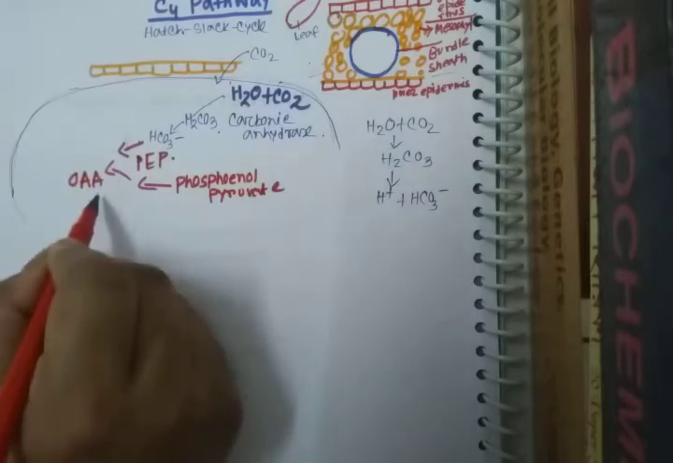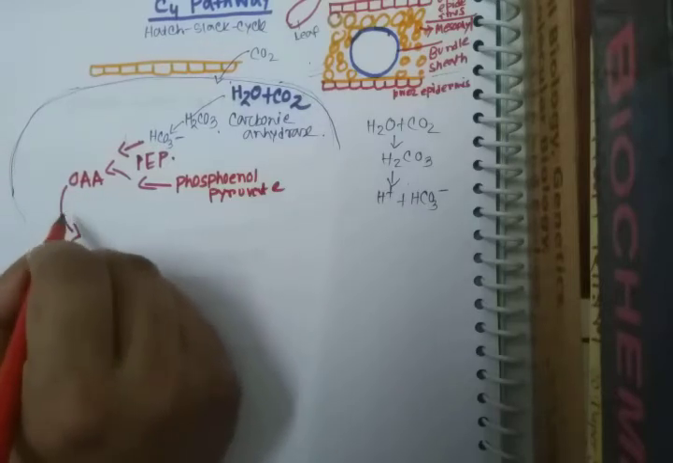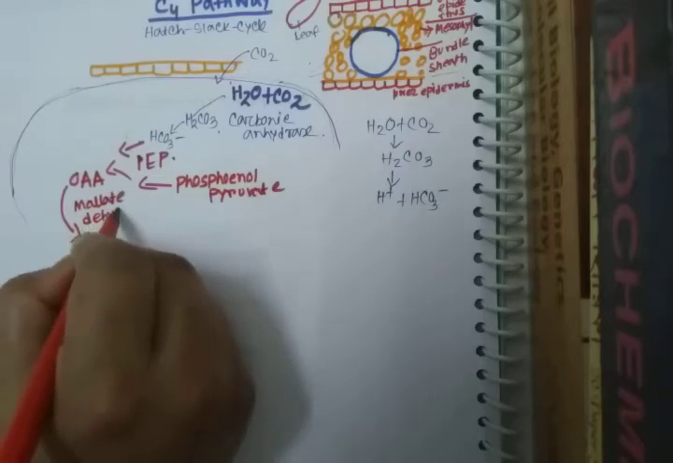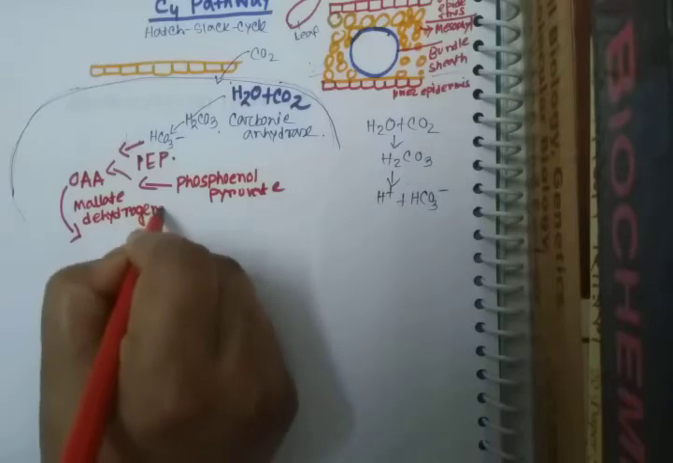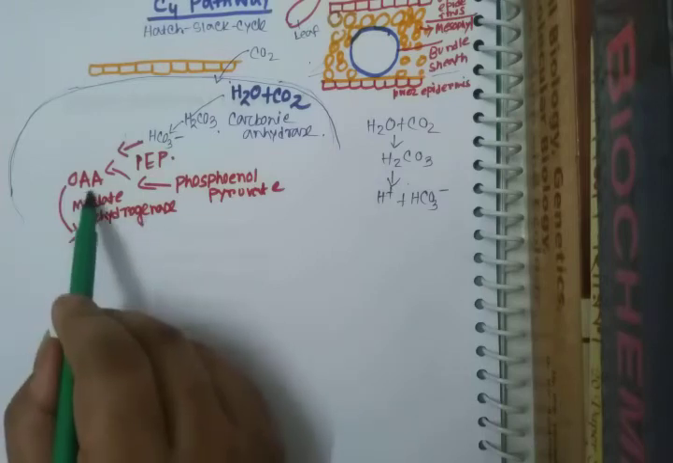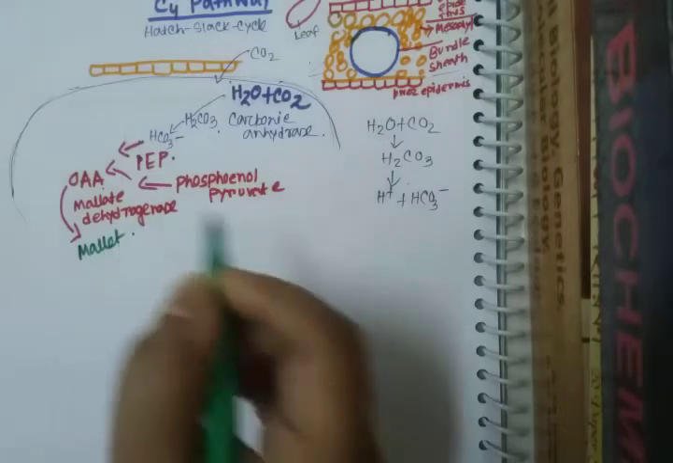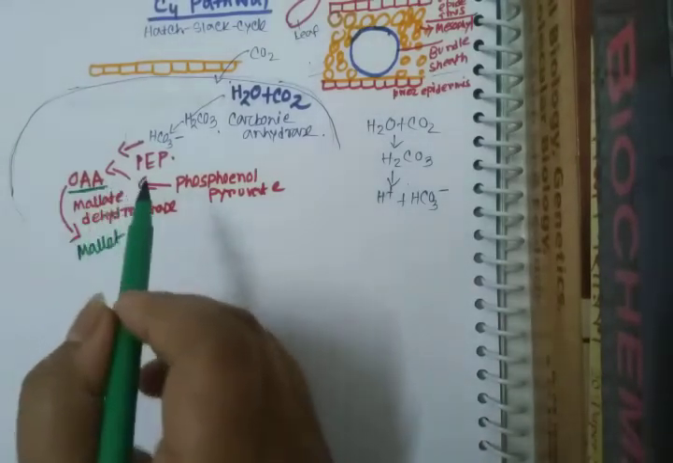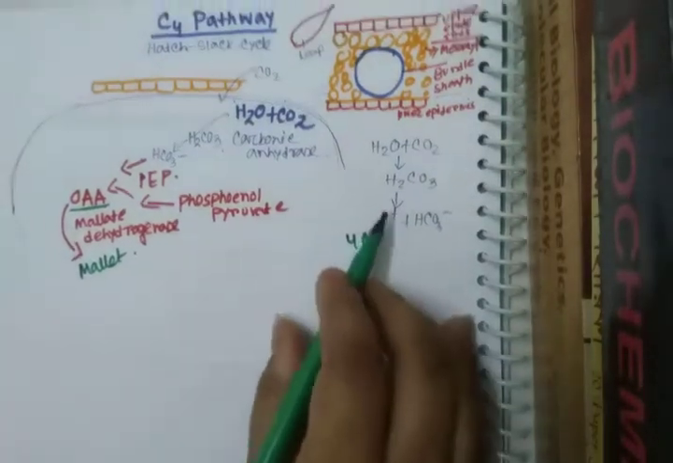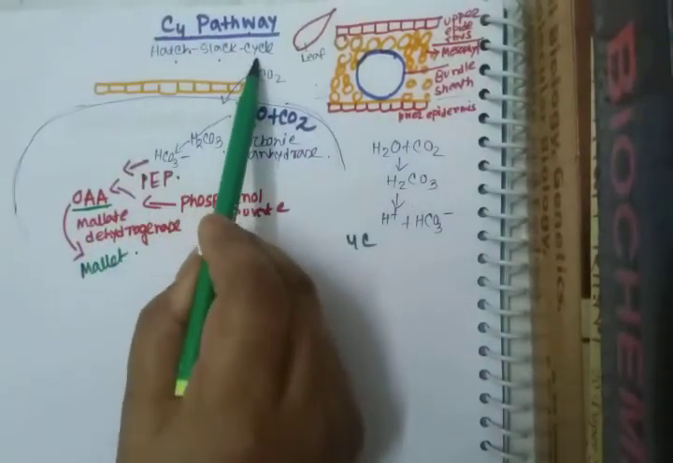This is oxaloacetate, and with the help of the enzyme malate dehydrogenase, the oxaloacetic acid will form malate. The oxaloacetic acid is the first product and it is a 4-carbon compound. That's why it is also called the C4 pathway, and this pathway is also known as the Hatch-Slack cycle.